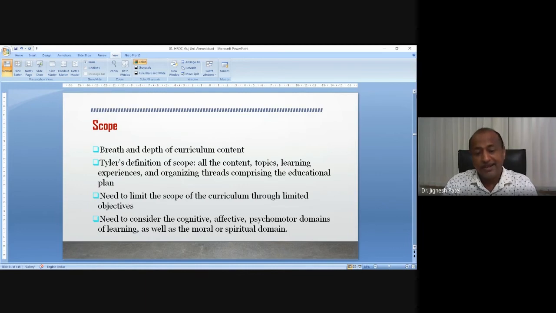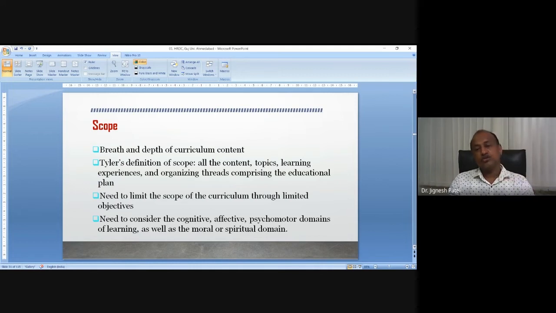Scope means breadth and depth of the curriculum, how broad the curriculum is and how deep it is in the content, that we have to check. Taylor's definition of scope says that all the content, topics, learning experiences, and organizational threads comprise the educational plan. So all the topics considered in the content, the learning experiences that we provide, and the organizational thread comprising the educational plan, all are covered in the scope of curriculum development.